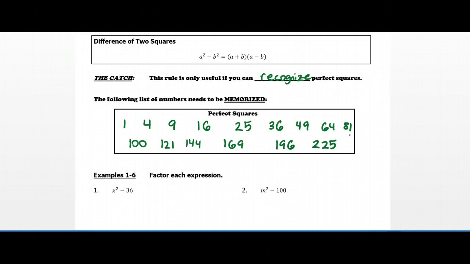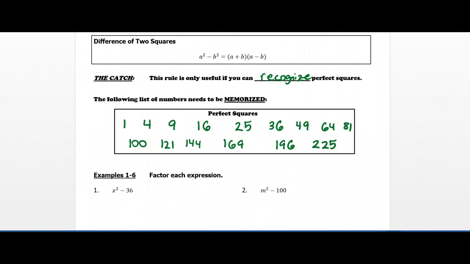So that's 15 numbers that you need to memorize and be able to recognize as perfect squares, meaning if I take the square root of those numbers, I get a whole number. That list is going to be very useful because if you recognize one of those numbers in a factoring problem, you know there's a chance the problem will be a difference of squares, and you're going to factor it using this rule up here that we're going to talk about.